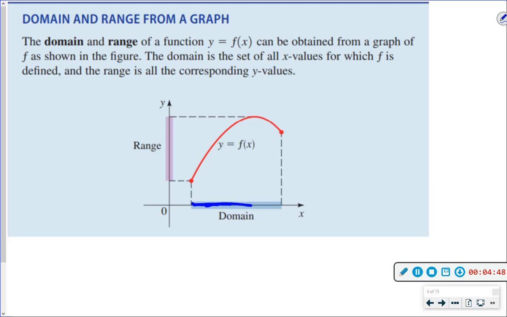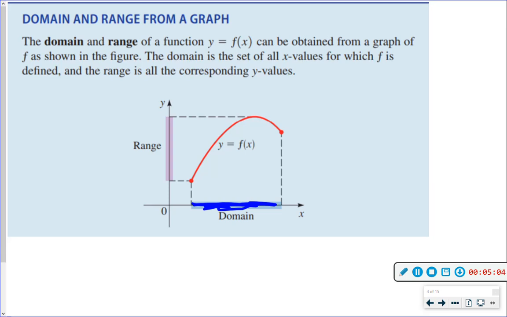Domain, of course, they're showing you this kind of blue here. So domain, of course, x. Anytime I look at a graph, I can get the domain just simply by looking at how far left to how far right the graph covers. So I'm always thinking horizontal for domain.